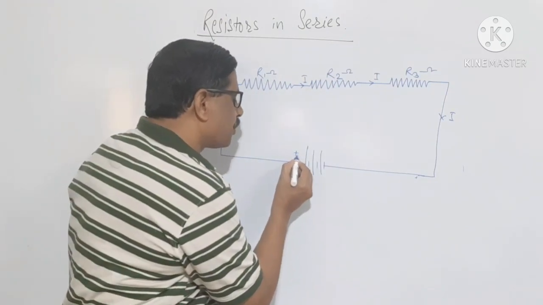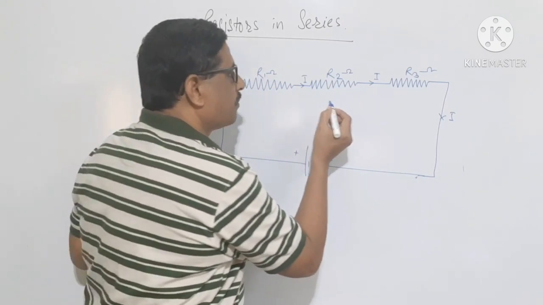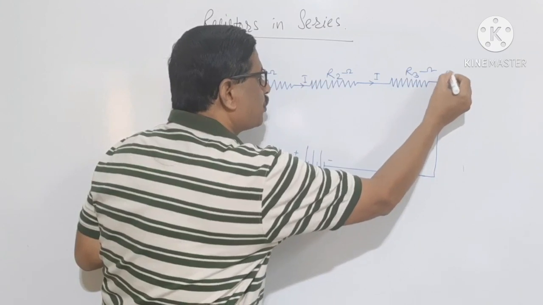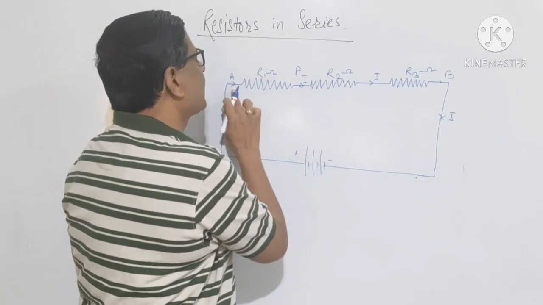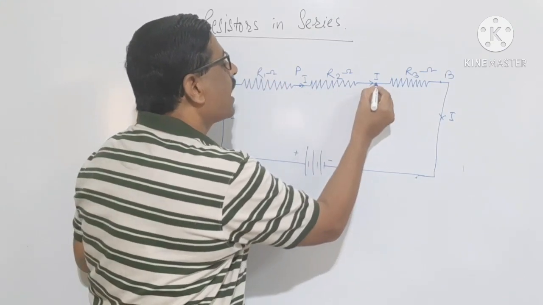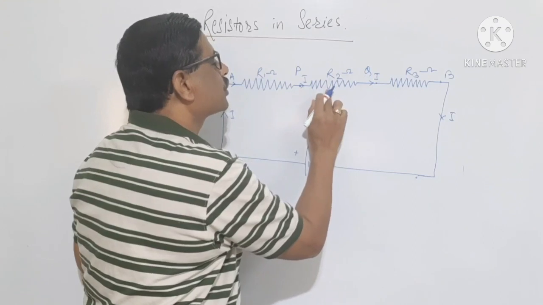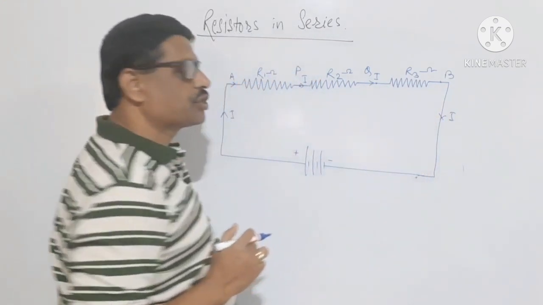Here battery positive is connected to end A and battery negative is connected to the end B. And here these are the points P and Q between A and B. There is a resistance R1 between A and P. There is a resistance R2 between P and Q. There is a resistor R3 between Q and B.